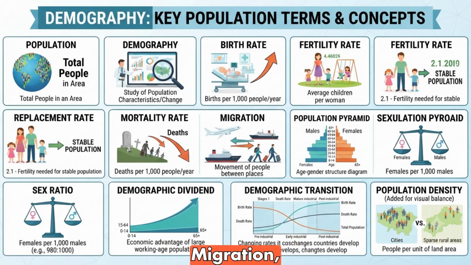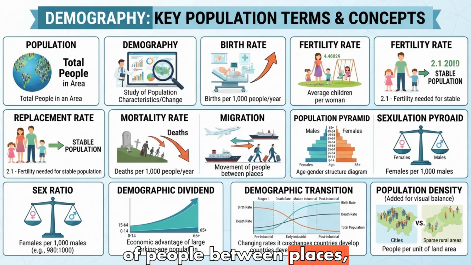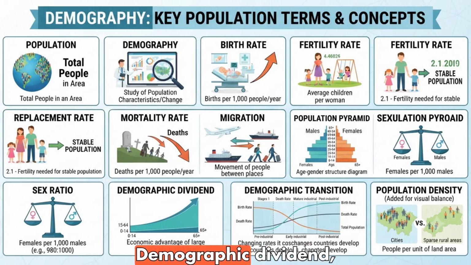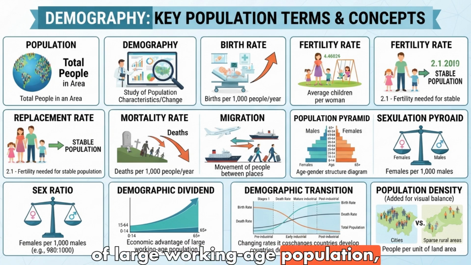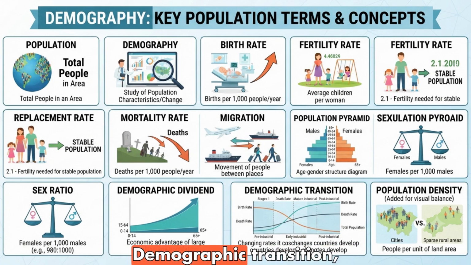7. Migration: movement of people between places. 8. Population pyramid: age-gender structure diagram. 9. Sex ratio: females per 1,000 males. 10. Demographic dividend: economic advantage of a large working-age population. 11. Demographic transition: process of changing birth and death rates as countries develop.